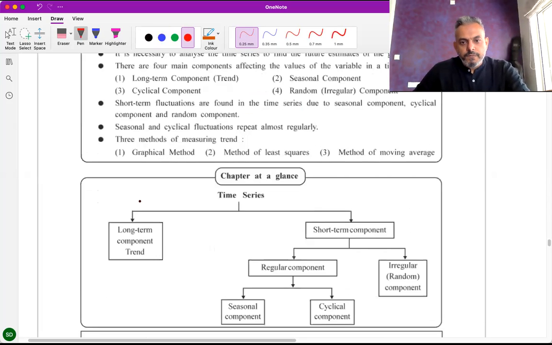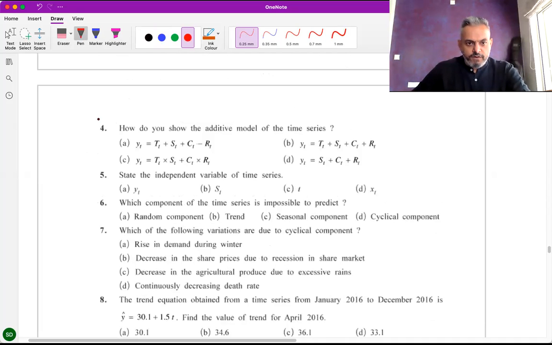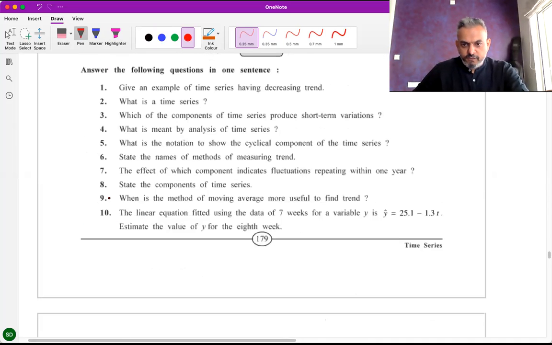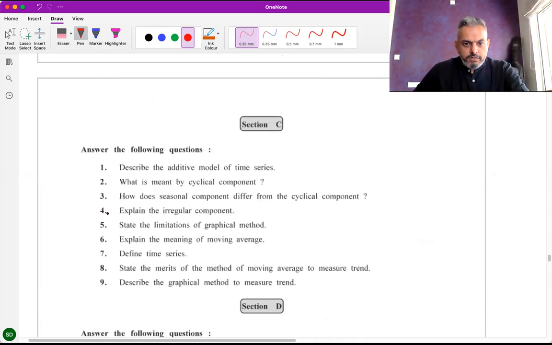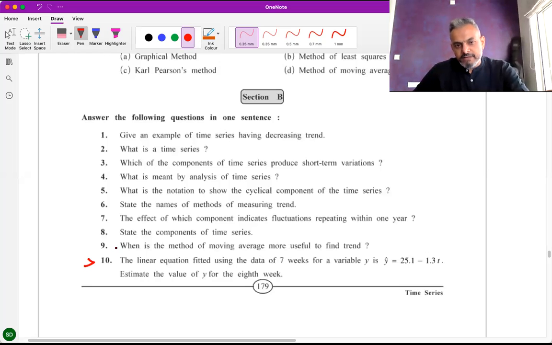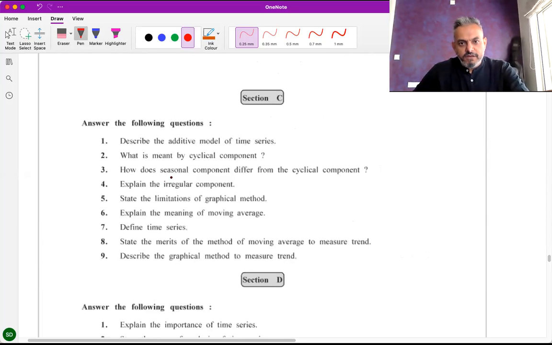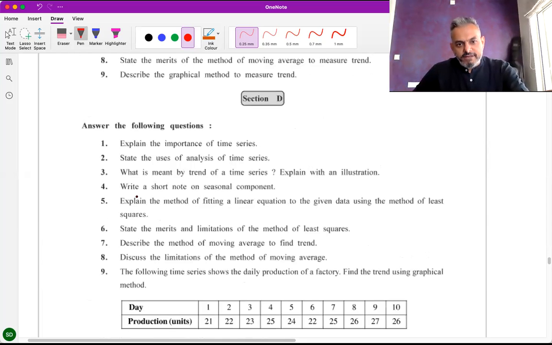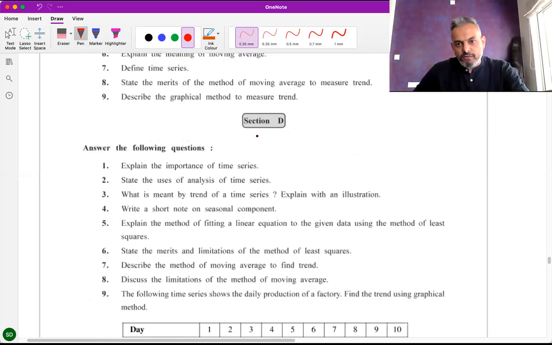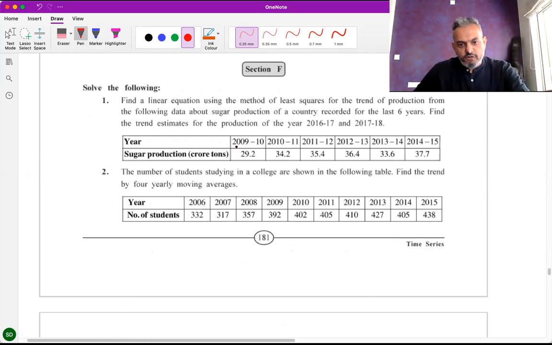Now, chapter at a glance. You can see this question 4, and then this question. Question number 4 in section B, you can see all of them except 10, all are theory questions. Then over here, section C, all are theory questions. Section D, 1 to 8 is theory. So you have to do all these theory questions. This is really important. Rest all long sums we have already done.